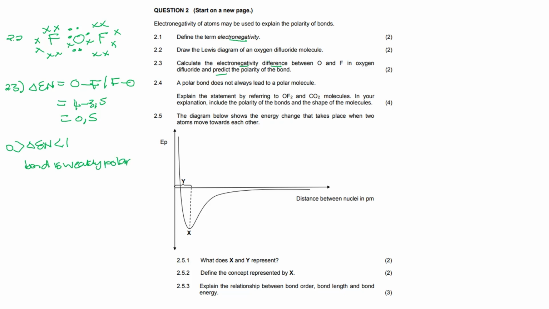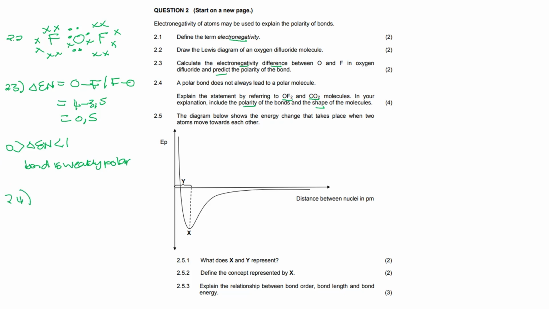2.4. A polar bond does not always lead to a polar molecule. Explain the statement by referring to oxygen difluoride and carbon dioxide molecules in your explanation, and include the polarity of the bonds and the shape of the molecules. And they want 4 marks for that. So what on earth are we trying to say here?